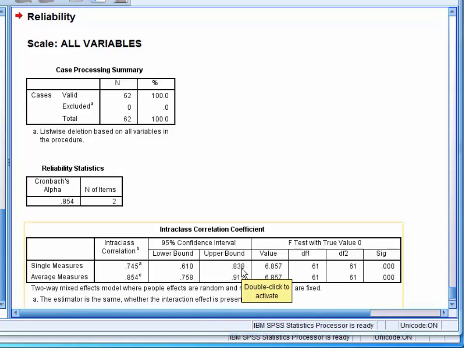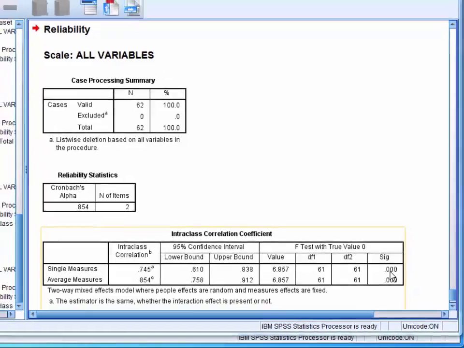The final result to look at is the F-test with true value 0 column. This tests whether the intra-class correlation coefficient is significantly different from 0, and here we can see that it is. However, as these data show, just because the coefficient is significantly different from 0 doesn't necessarily mean that the two raters have high reliability.